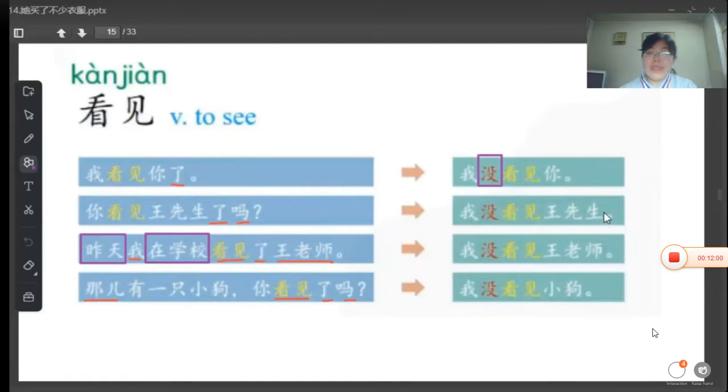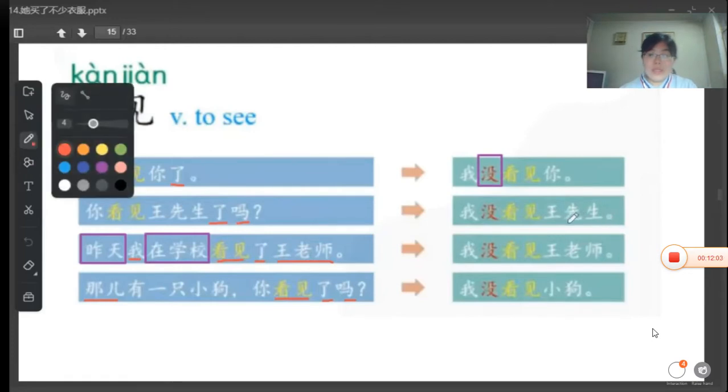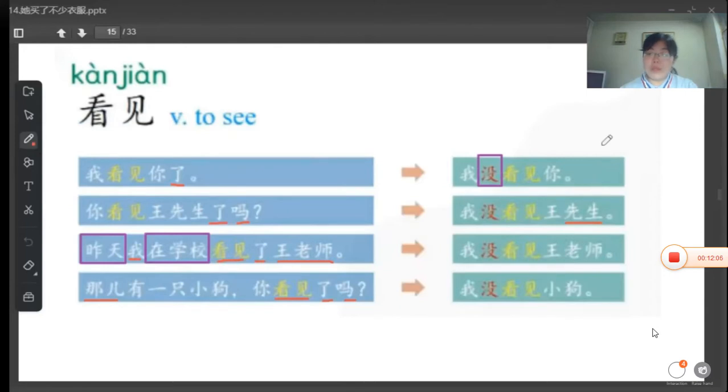王先生, Mr. Wang. If you know his family name, you can add it before 先生. 王先生, Mr. Wang. 我没看见王老师。老师, teacher. If you know the teacher's family name, you can add it before 老师. For example, 王老师 means teacher Wang. 我没看见小狗。I didn't see the puppy. So 看见 means to see.